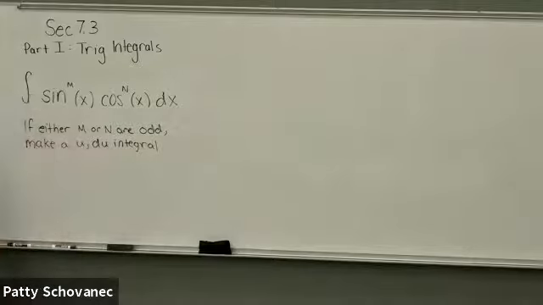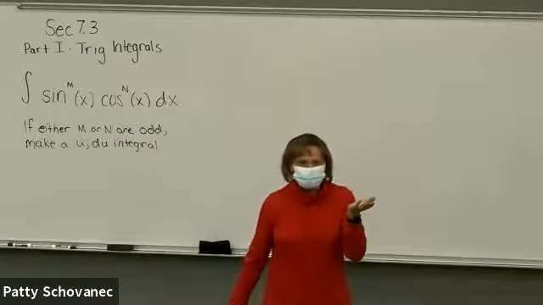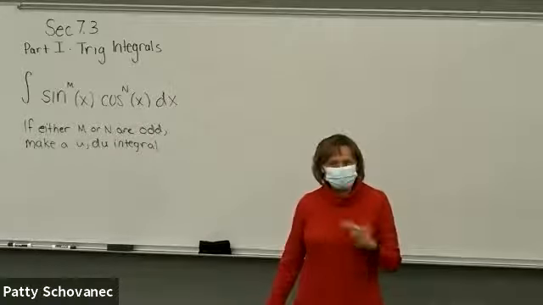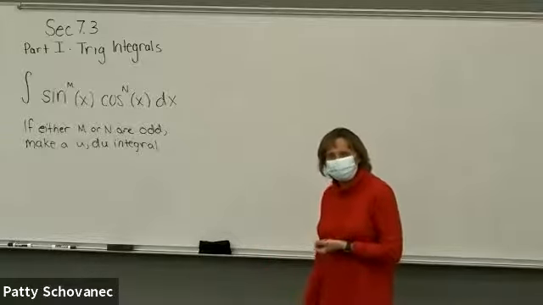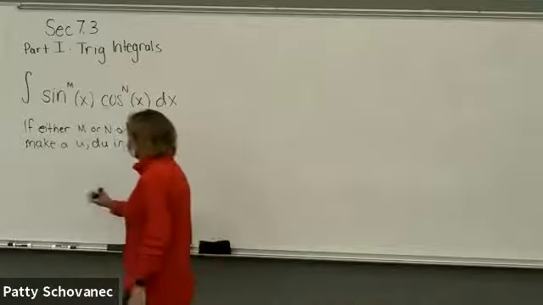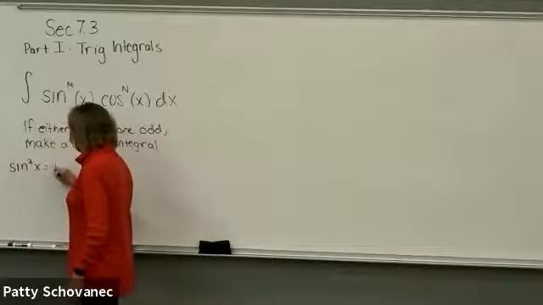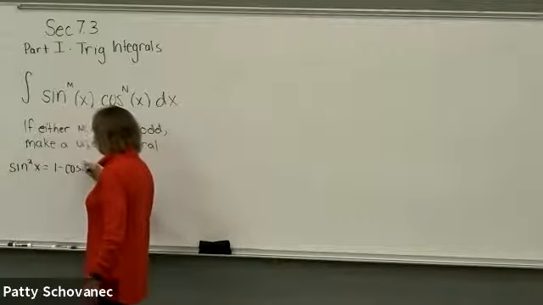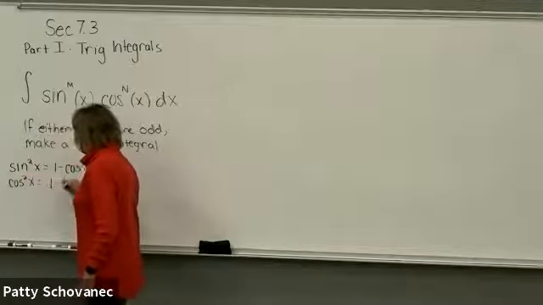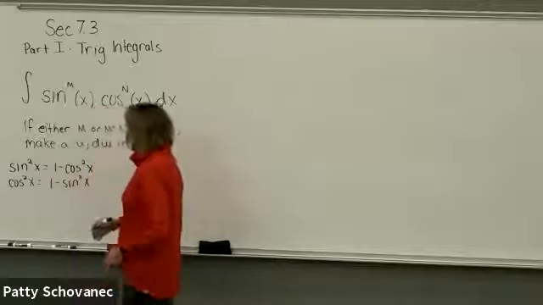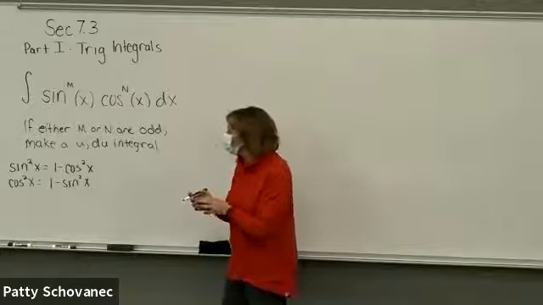You'll make a u-du integral by pulling out a factor of one of the odd power trig functions, and that becomes your du. Then you use the Pythagorean identity to write the rest of the integral in terms of the other trig function. So you're going to use some version of sine squared of x is 1 minus cosine squared of x, or cosine squared of x is 1 minus sine squared of x, to write the rest of the integral in terms of the opposite trig function.